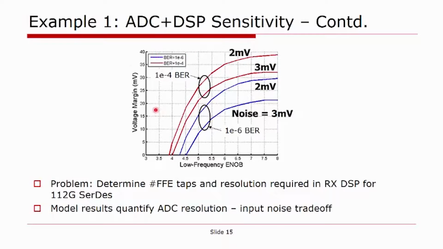Again, we can do a similar analysis to figure out what kind of specifications our ADC needs to satisfy. Here we can see how my ADC resolution and my receiver input noise impact my overall link voltage margin, and study what kind of trade-offs I make in order to optimize overall power. I could either go with a higher resolution ADC and a higher noise but lower power analog front end, or go with a lower resolution ADC and a lower noise but slightly higher power analog front end, and compare those two scenarios to figure out which gives you the most optimal or lowest cost implementation.